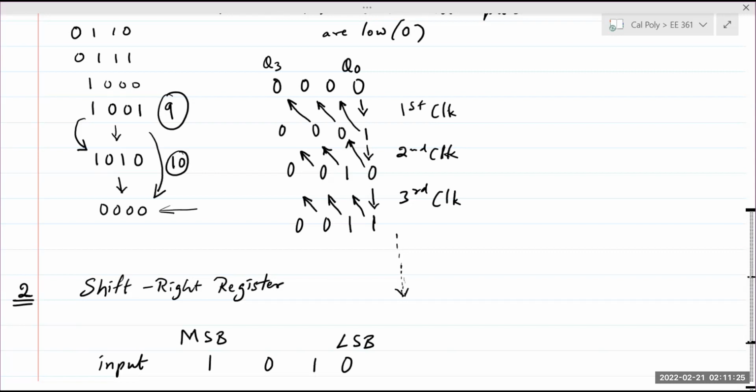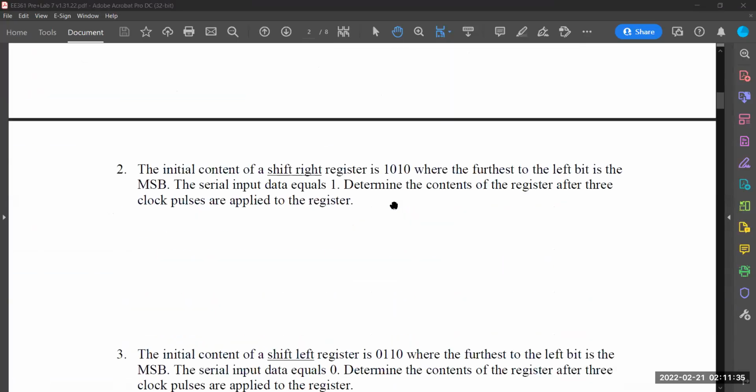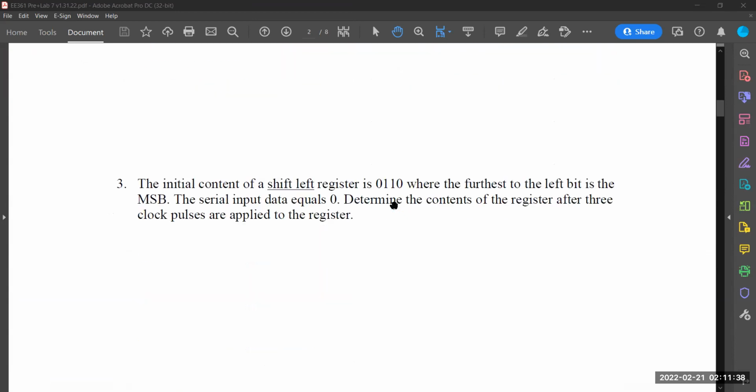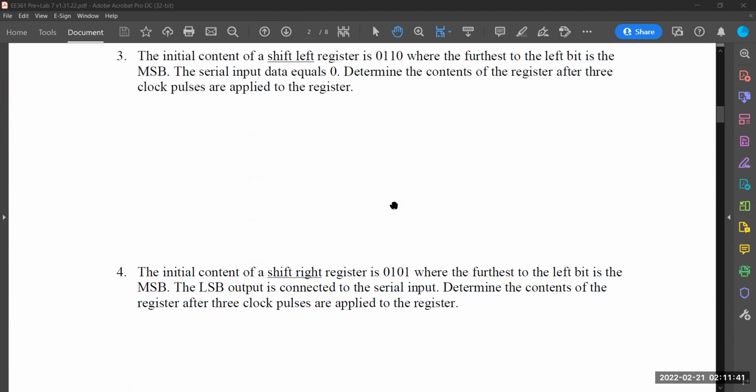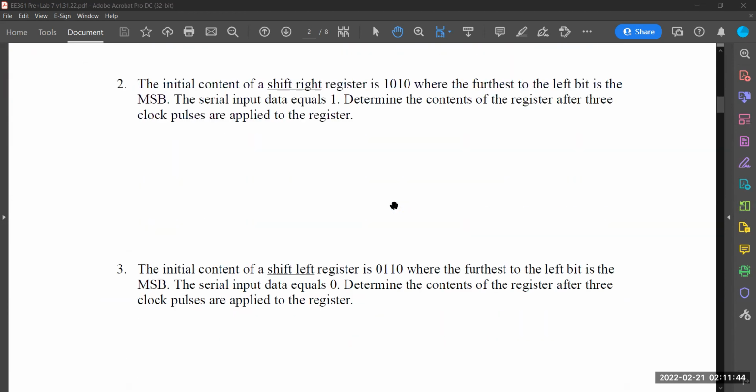Okay, let's look at question number 2. Actually 2, 3, and 4, they're all similar. They deal with a shift register. A shift register is basically a memory storage device that stores information as bits. And here we are told we have a shift right register with contents 1010. Farthest to the left is the most significant bit.